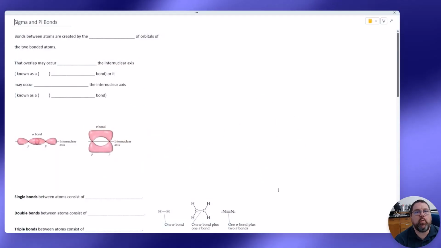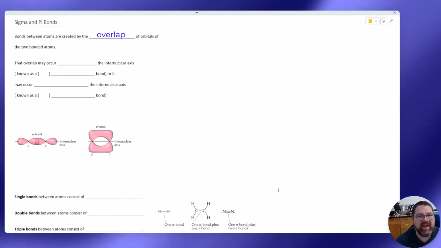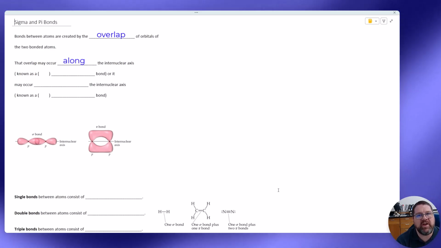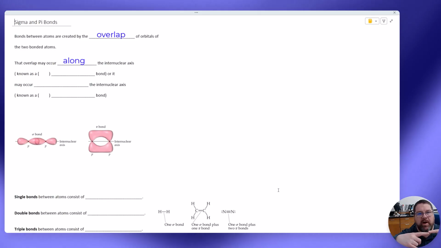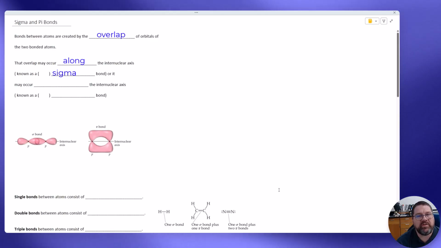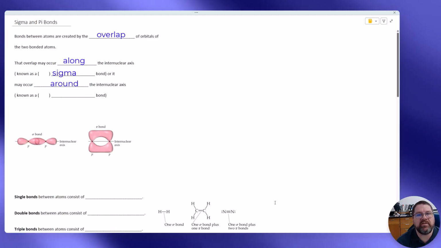All right, so when bonds form between atoms, they are created by the overlap of orbitals of the two bonded atoms. And so that overlap can occur in one of two places. It can occur along the internuclear axis, so again, what we would call the bond axis, and those are known as sigma bonds. Or once a sigma bond is formed, if there are additional overlaps, these occur around the internuclear axis, the bond axis, and these are known as pi bonds.